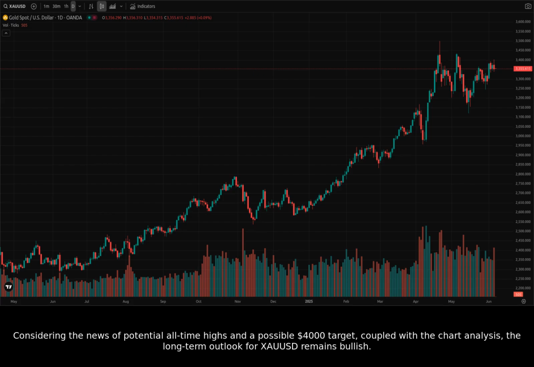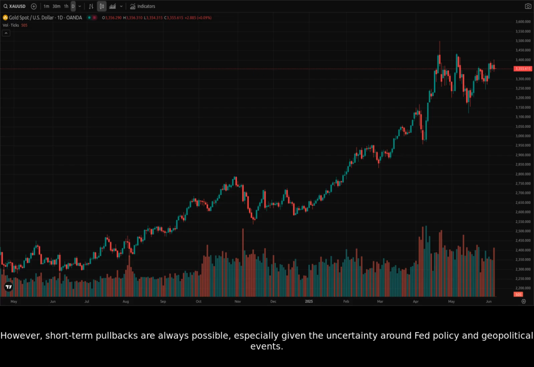Considering the news of potential all-time highs and a possible $4,000 target, coupled with the chart analysis, the long-term outlook for XAUUSD remains bullish. However, short-term pullbacks are always possible, especially given the uncertainty around Fed policy and geopolitical events.